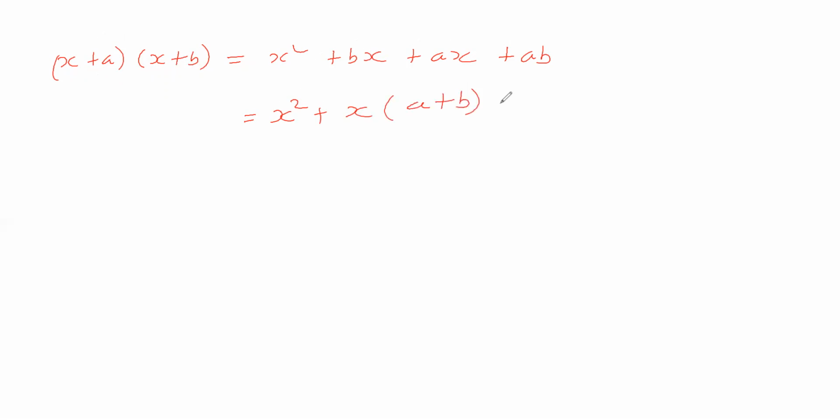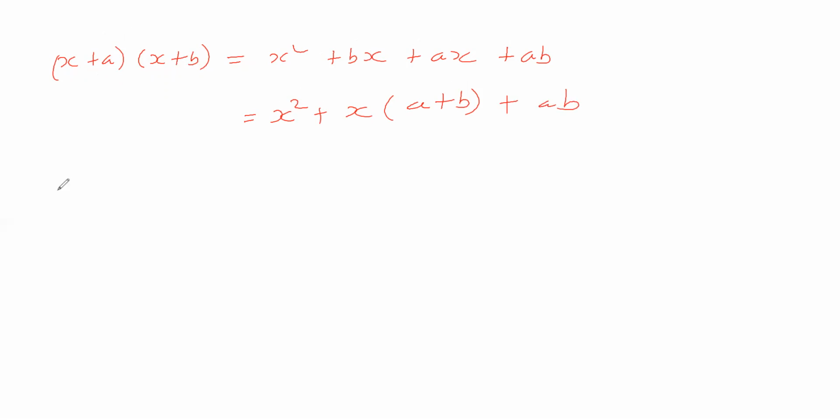x plus a into x plus b, that we will take. First we will multiply this x and this x, so x square. This x and b will multiply, bx. This a and x will multiply, ax. Then this a and b will multiply, ab. So what is the common term? Here common term is x. X we are taking out. So what is remaining is a plus b. Then this ab we have written.